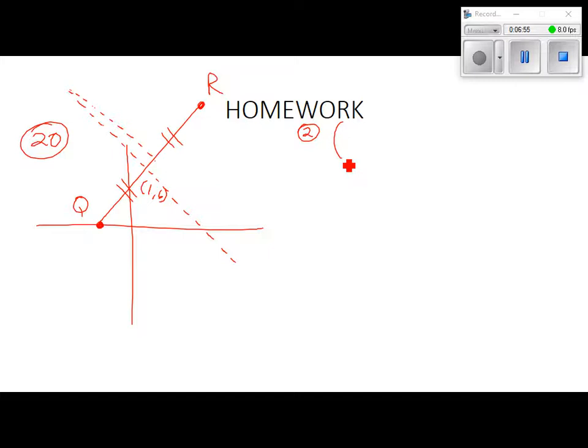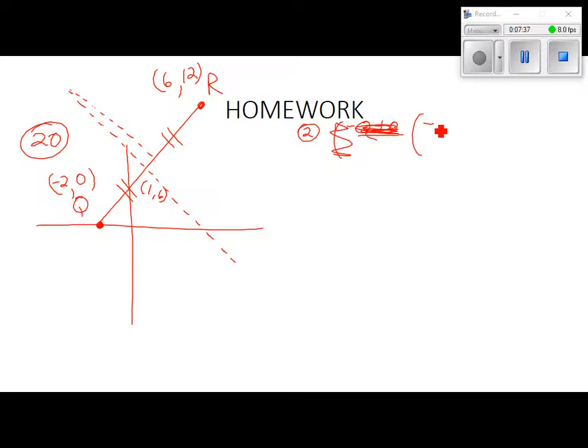Find the midpoint, right? So we're going to take Q and R. For Q and R, what are the x coordinates? -2, 0. Let's write it down so that we don't get confused. What's Q? -2, 0. What's R? 6, 12. Now, looking at those two, what are the x coordinates?